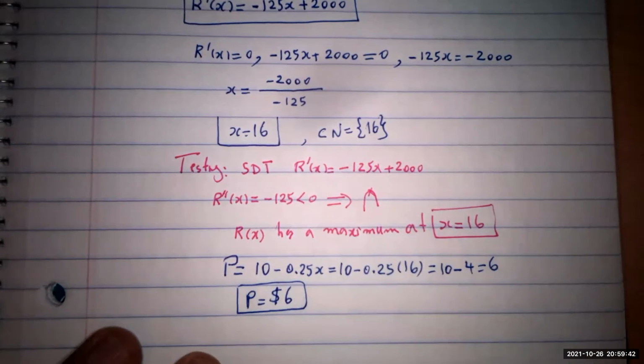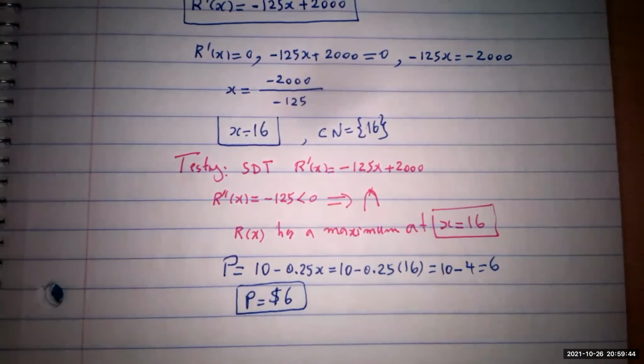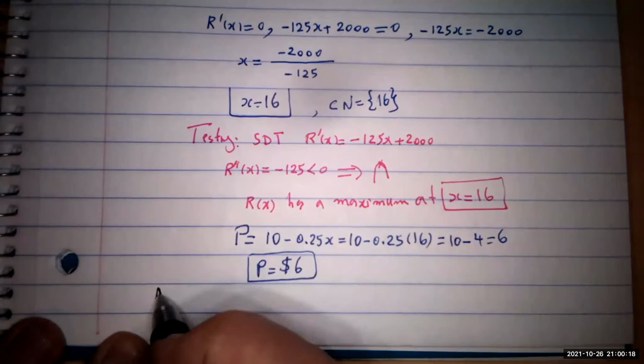Remember, originally the price was $10. So this means if you offer $6 for the price of the item, in that case you are going to make lots of money, the maximum revenue. They usually ask for the price, which is $6. But in this problem, they ask also for the maximum revenue, so we continue. If they just ask at what price the maximum revenue would be realized, you're done. But in this case, they ask for the revenue, so this is it, maximum revenue.